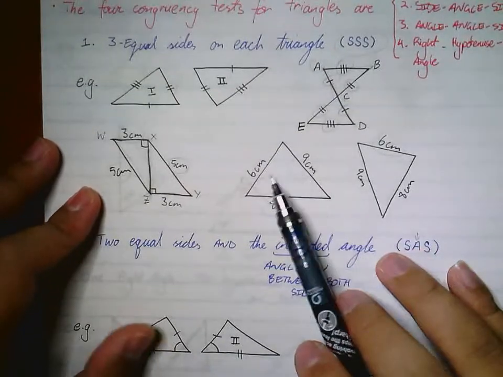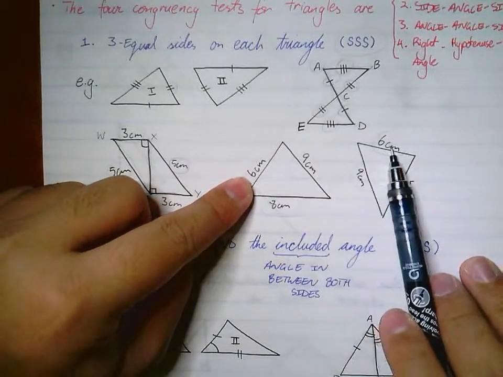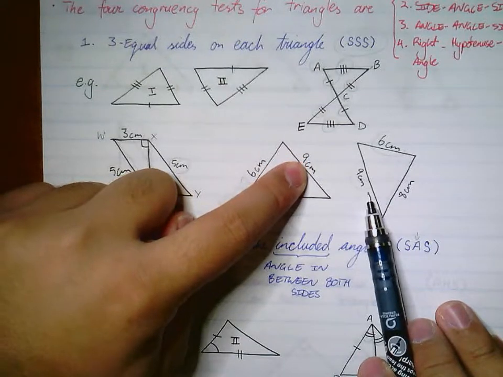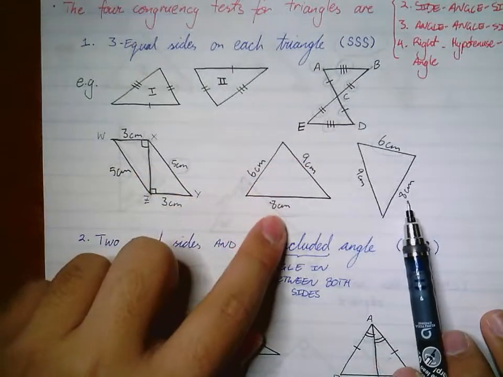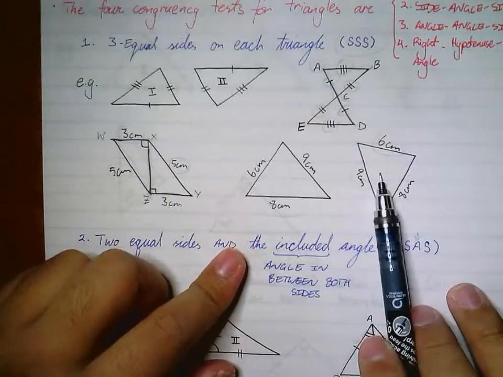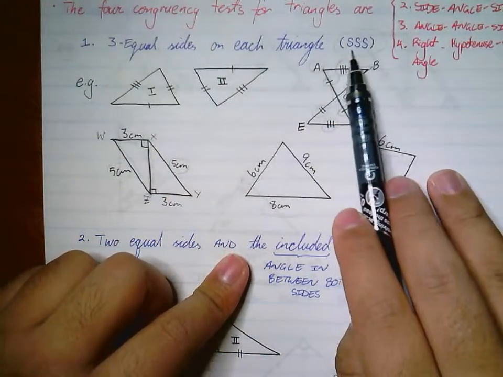And lastly, we have one pair here, 6 and 6. We have another pair, 9 and 9. And the last pair, 8 and 8. So these two triangles are congruent because of side, side, side.